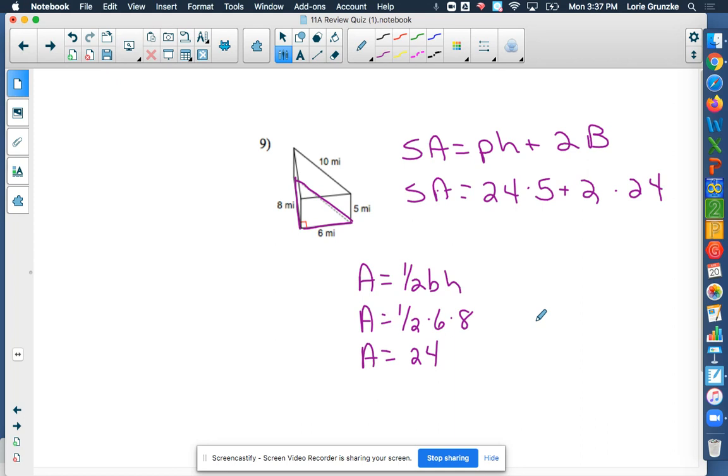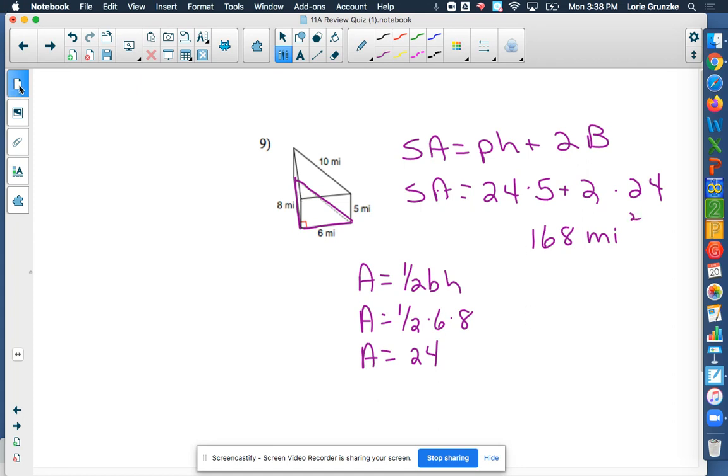So now I'm going to put all that in my calculator. I'm going to go 24 times 5, get 120, plus 24 times 2 is 48. You'll get 168. Label miles squared.